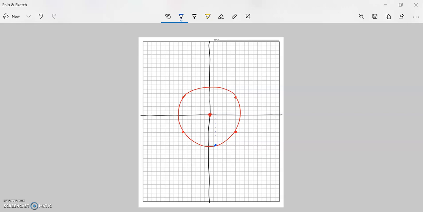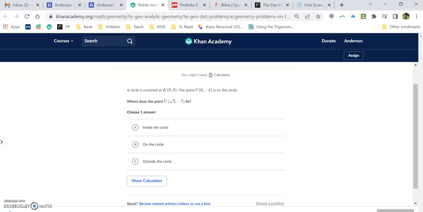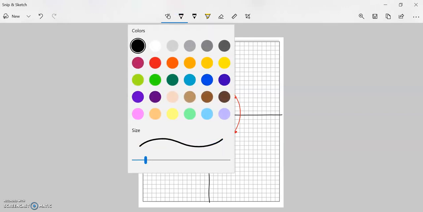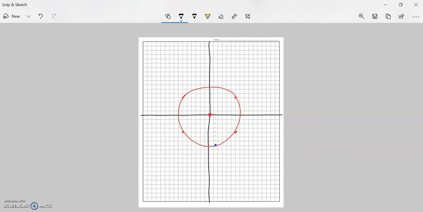So we know our radius, or actually let's find our radius. Let's do it in green. Going to our point, we're going 6 over and up 4. So 6 squared plus 4 squared, 36 plus 16, which gives us 52, and it's the square root of that.